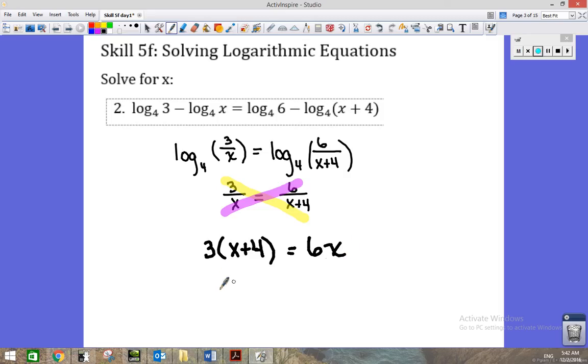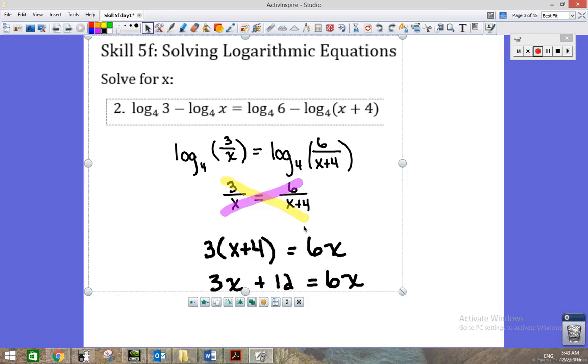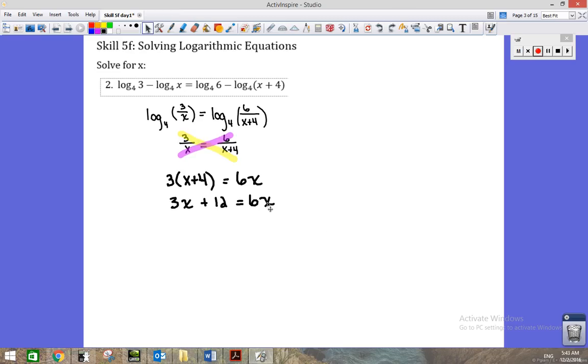So that's one equation and one unknown. We can use the distributive property and now properties of equality to get the x by itself. So subtract 3x from both sides. Divide by 3. This is a possible answer.